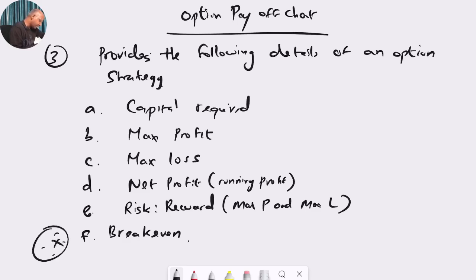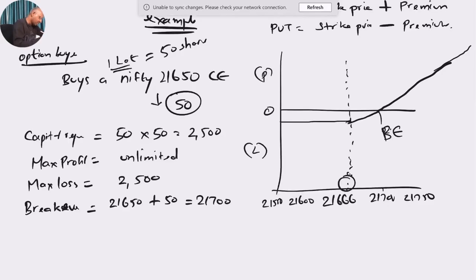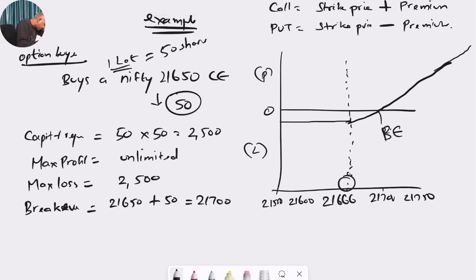Now, break even is very important because break even is the point where an option buyer or seller will make no profit and no loss, right? Now, let's take an example. So we have an option buyer.